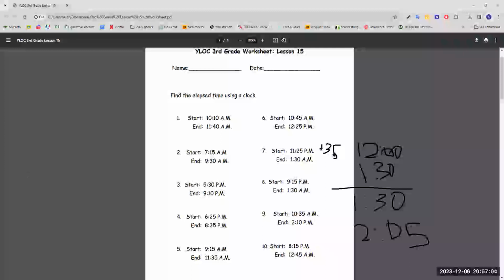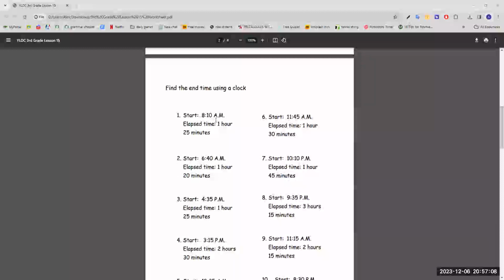Okay, now moving on to finding the end time using a clock. Number one, the start time is 8:10 a.m. and the elapsed time is 1 hour and 25 minutes. So let's add the minutes first. So 10 plus 25 is 35, and 8 plus 1 is 9. So the end time is 9:35 a.m. because we didn't go past 12 o'clock, so it stays a.m.